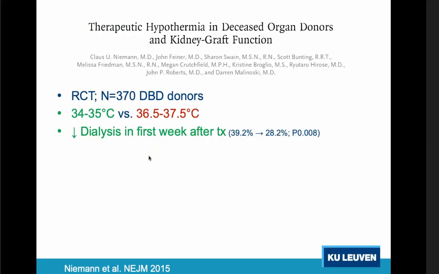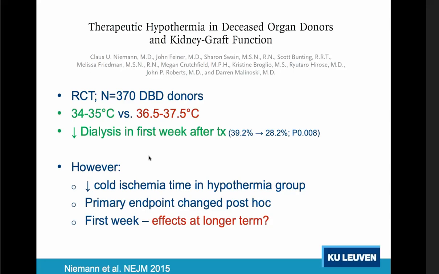However, a randomized controlled trial in kidney donors has shown that therapeutic hypothermia with a target temperature between 34 and 35 degrees Celsius could be beneficial as compared to maintaining normothermia. The benefit that was seen in this RCT was a reduced dialysis need in the first week after kidney transplantation. However, it's not fully clear whether this is a clinically relevant benefit, since the effects on the long term were not described. And also, there have been some critiques on the trial.